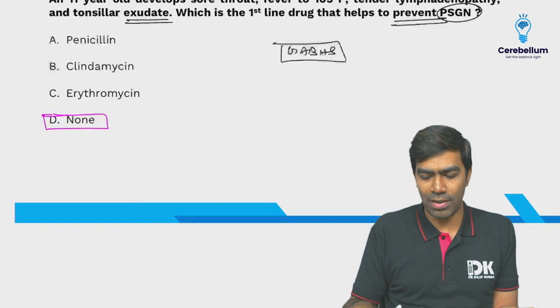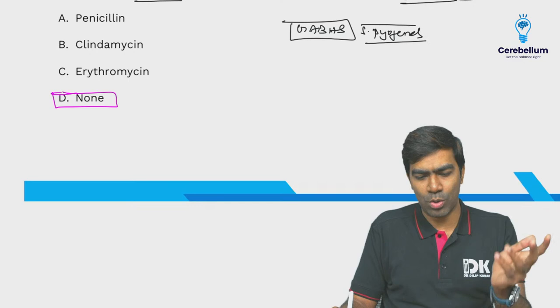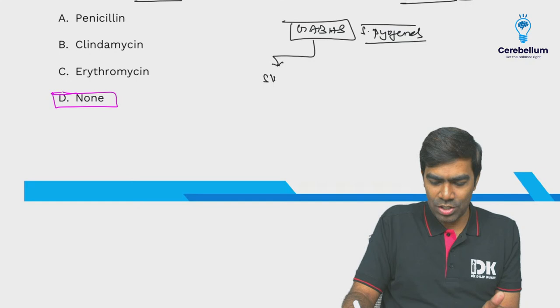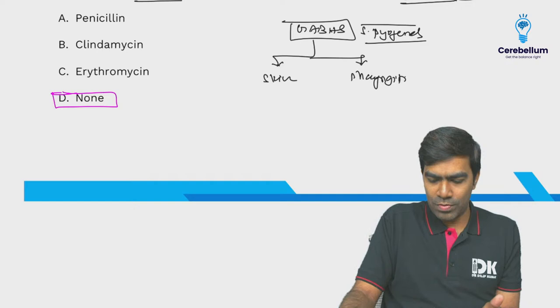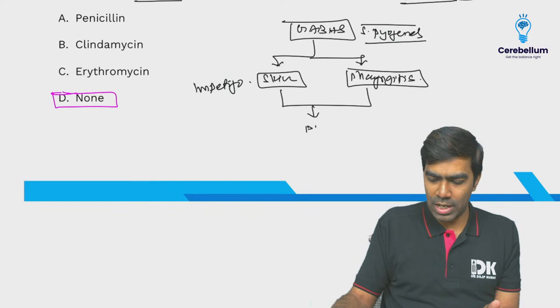So what is the most common organism? It's going to be Streptococcus pyogenes. That's the most important organism over here. You know the microbiology. I'm not going to talk about that right now. So what can it produce? It can produce either skin infections or pharyngitis. Skin infection commonly means impetigo in children. So both can result in the development of PSGN. Both can result in the development of acute glomerulonephritis.